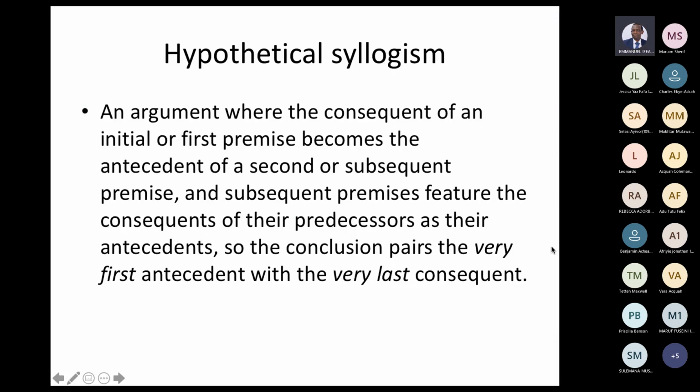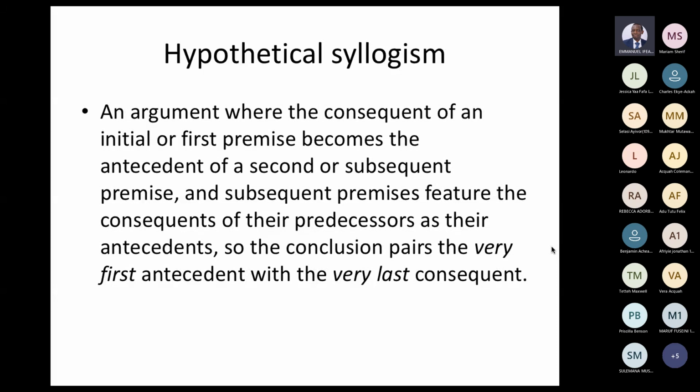Okay, so we have modus ponens and modus tollens, and then we have hypothetical syllogism and disjunctive syllogism. Now, hypothetical syllogism is an argument where the consequent of an initial or first premise becomes the antecedent of a second or subsequent premise. So let's say all A are B. B is the consequent. And then B becomes the antecedent of the next premise.